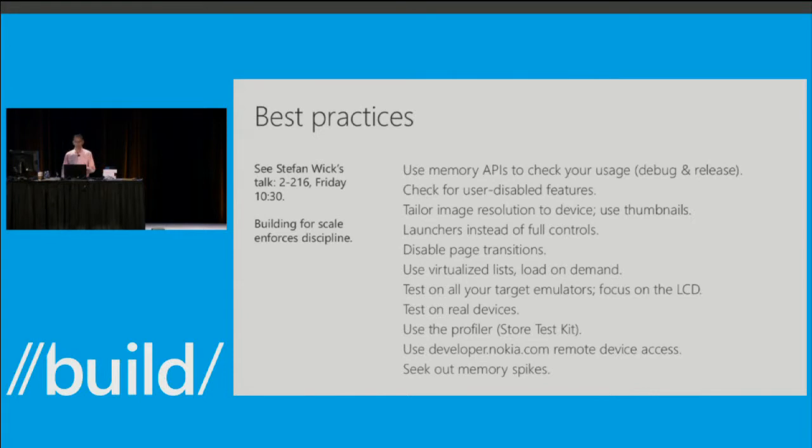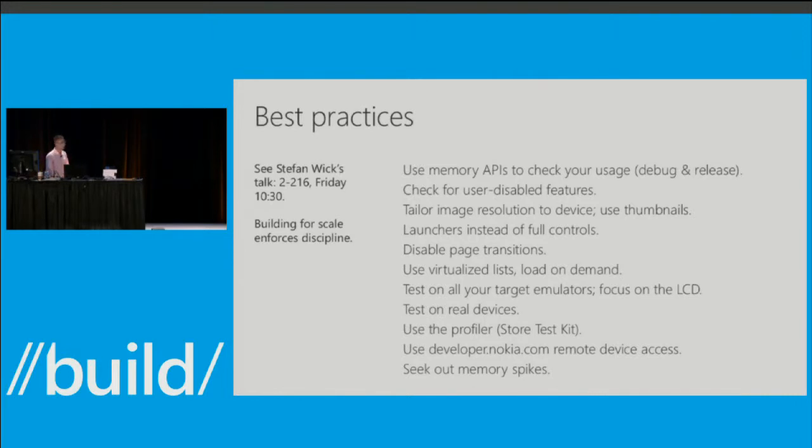Consider tuning your page transitions. If you're on a 1 gig or 2 gig device with loads of spare memory and a fast processor, then use page transitions. If you find yourself running on a 512 meg device, then perhaps turn those off. All of our lists, the list box and the long list selector, are virtualized now, but you can also do your own paging, your own load on demand.